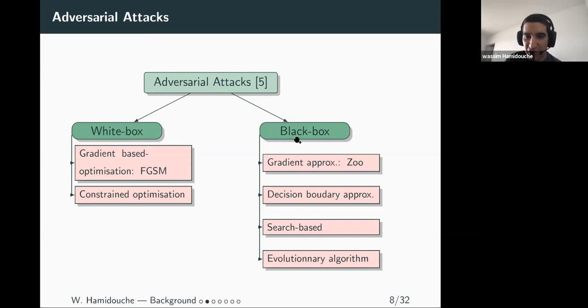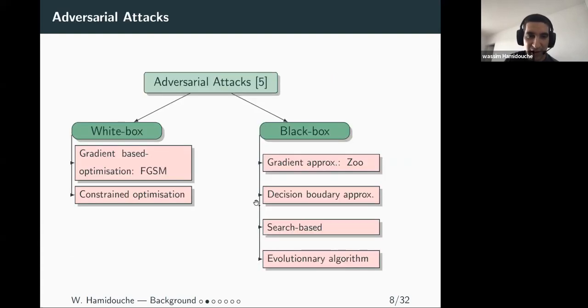Some others try to approximate the decision boundary of the model. Other methods search around the clean image to find an image which is an adversarial example. And some use evolutionary algorithms. So this gives a general idea about how to generate adversarial attacks. What we have to keep here is the difference between white box attacks and black box attacks. In white box attacks, we can have very good attacks because we know the parameters of the model. In black box attacks, it's more difficult because we don't know the parameters, but we can estimate them with different solutions.